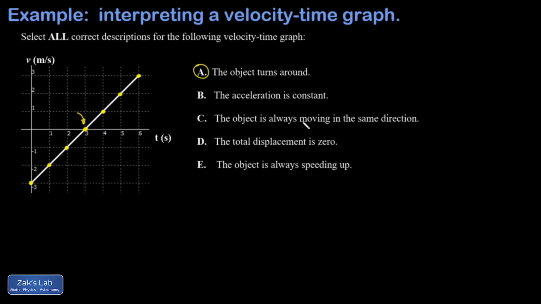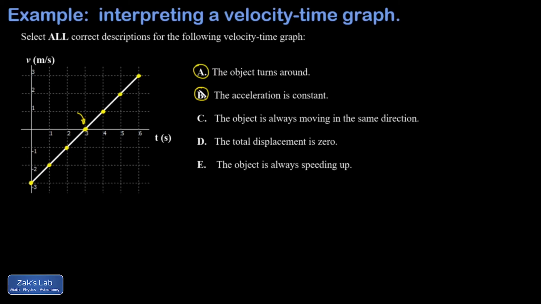The acceleration is constant. Remember, the acceleration is the slope on a vt graph. The slope of this line is never changing, so that's true as well. You can have a constant acceleration with an object turning around. The classic example of this you can see in everyday life is if you throw an object straight up in the air. Gravity induces a constant acceleration downward, and the object is going to slow down and turn around and speed up in the downward direction.